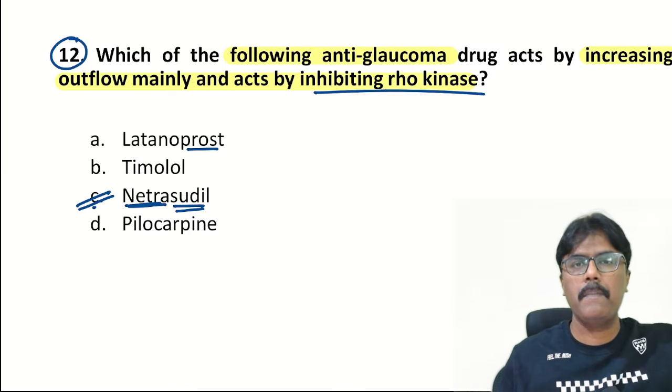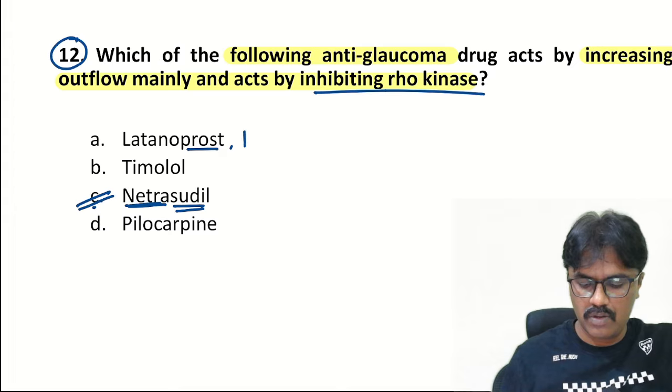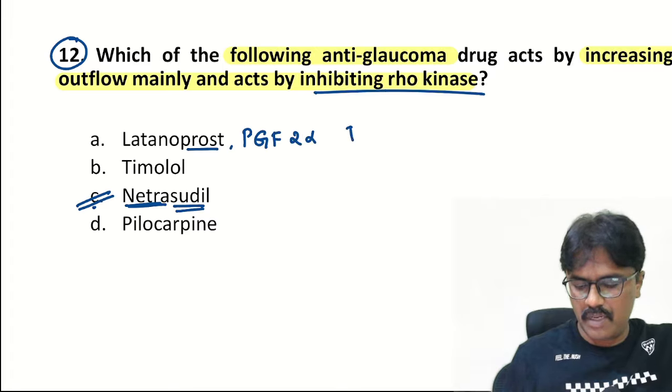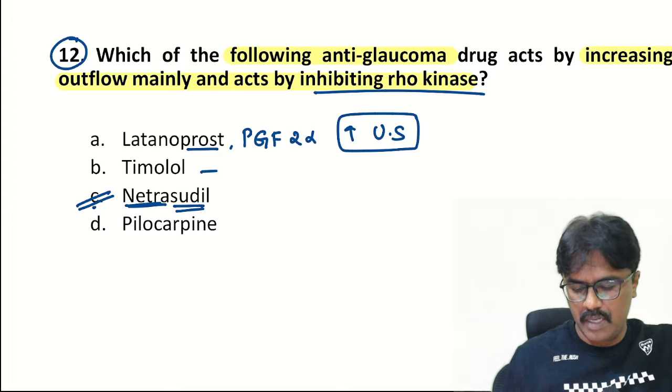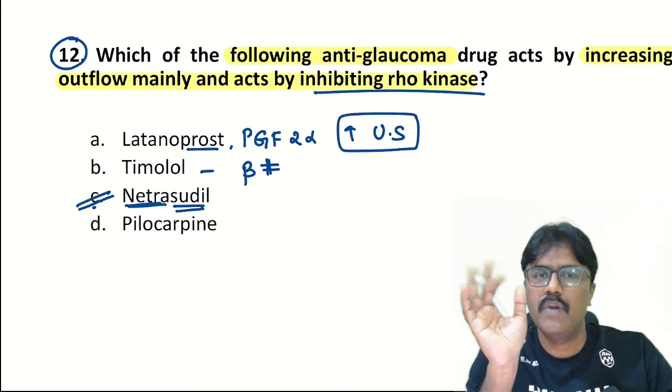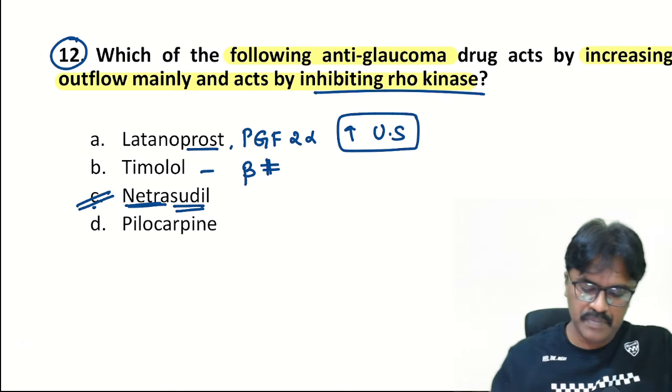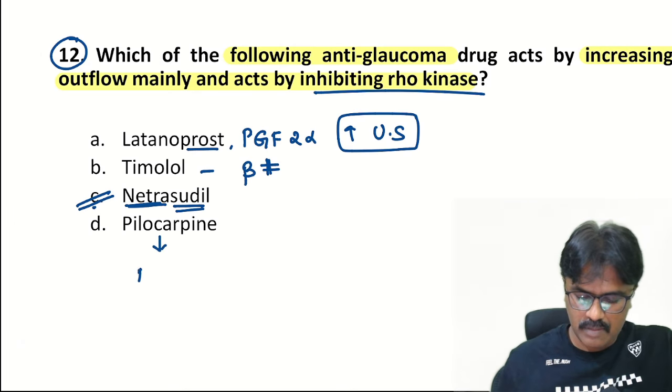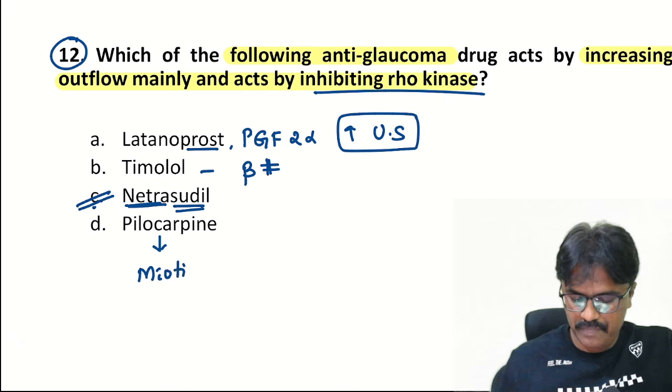Latanoprost, bimatoprost, travoprost, they all belong to prostaglandin F2 alpha, and all of them increase uveoscleral outflow. Timolol is a beta blocker and that decreases aqueous humor production. Pilocarpine is a miotic used in glaucoma and it increases trabecular outflow.